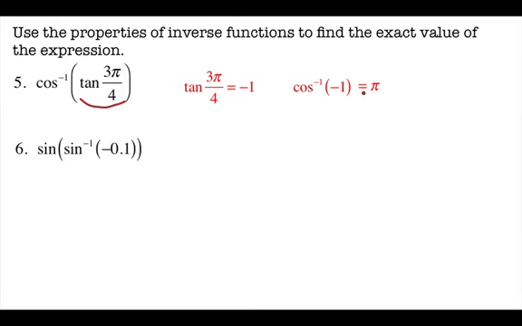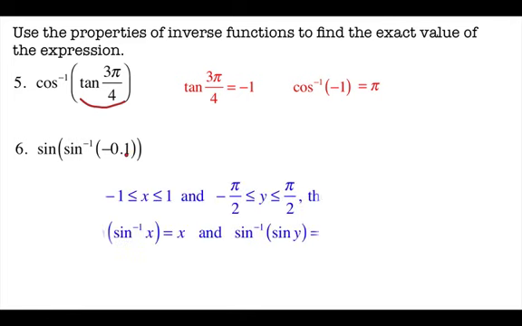Number 6, sine inverse of negative 0.1. For this one, this is what I'm going to ask you to refer to. This is what you saw earlier. Notice that I have this. In this case, sine inverse of sine of x is equal to x if the x is between negative 1 and 1. In this case, this is your x, and of course it is between negative 1 and 1. That's why this is the answer. Moving on to number 7.